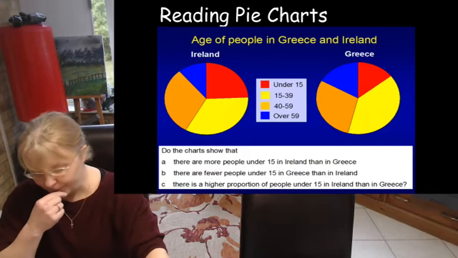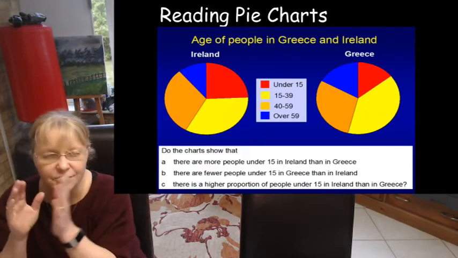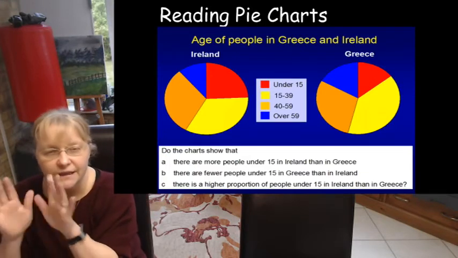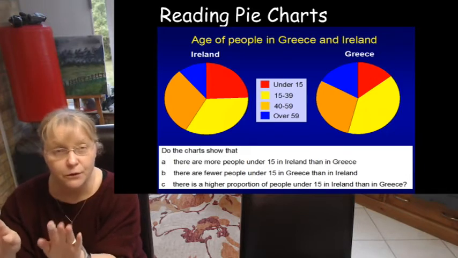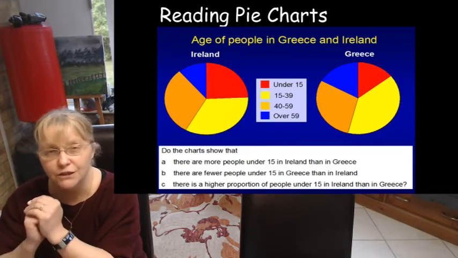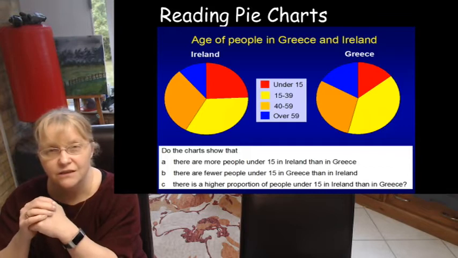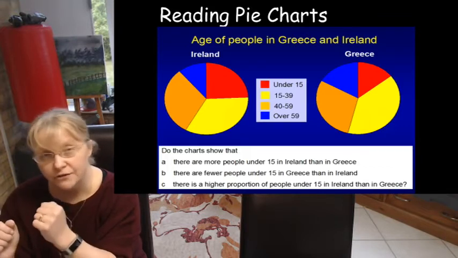Right, here's a chance for you to have a little bit of think. These 2 pie charts represent both Ireland and Greece. So what I want you to do is to look at the questions, pause, try to answer it, and then come back to me.